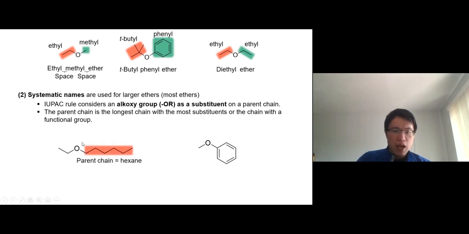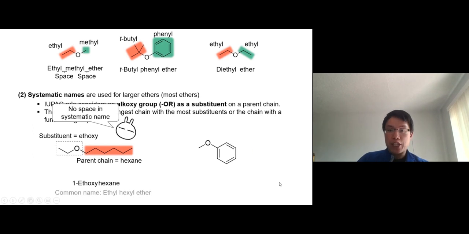It's the parent chain. We have this group right here, an ethyl and oxygen, that's a substituent, so we call it ethoxy. So in this one, we have an ethoxy group as a substituent bonded to position 1 of the hexane. So we go 1-ethoxyhexane. That's it. This one, find the parent chain first. Who's the parent chain? The benzene ring. Oh, by the way, in IUPAC there's no space at all. For the common name, we go ethyl hexyl ether. You can do that too.